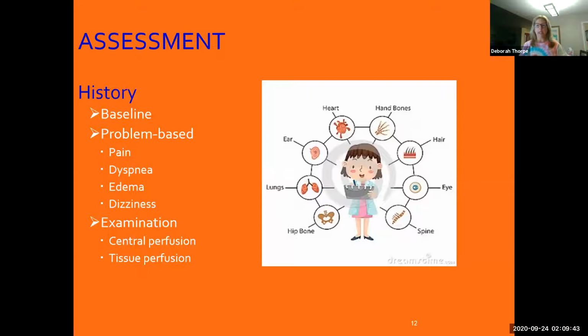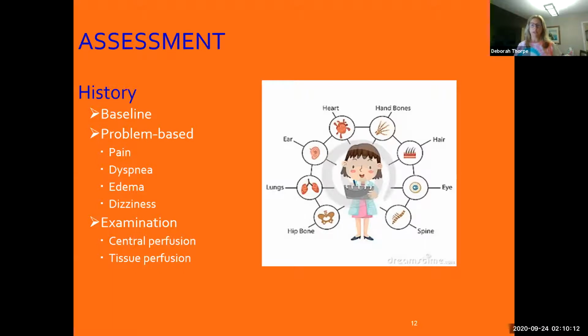Ischemic pain can occur in the heart or femoral arteries. Chest pain can be due to an MI or possibly a pulmonary embolism. So ask about precipitating factors like exercise or emotional distress. Pain in the legs can be attributed to PAD, or peripheral artery disease, or deep vein thrombosis.